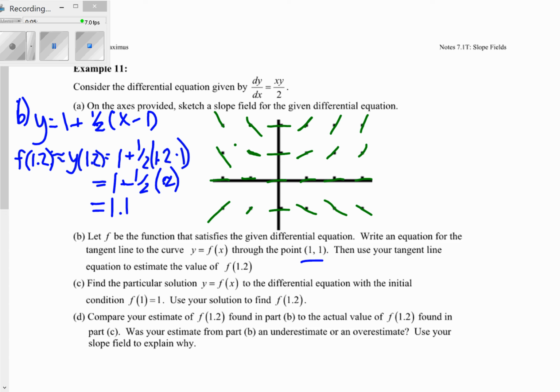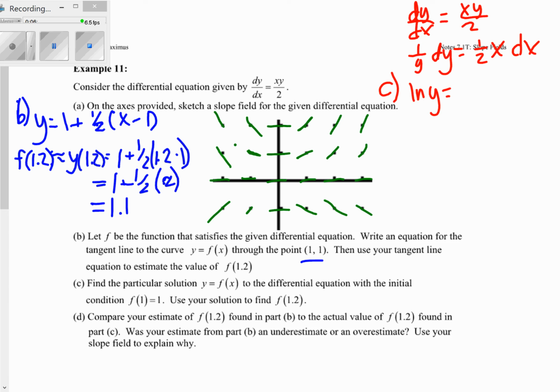Part C, find a particular solution for this equation. So that means I'm going to have to separate my variables here. I'll rewrite it up here: dy/dx equals xy/2. All right, I have to bring my y over here, and I need to bring anything with x over here. So this is one where I can separate, and we're going to do this more in the next section. So we get ln of y equals 1/4 x squared plus c.